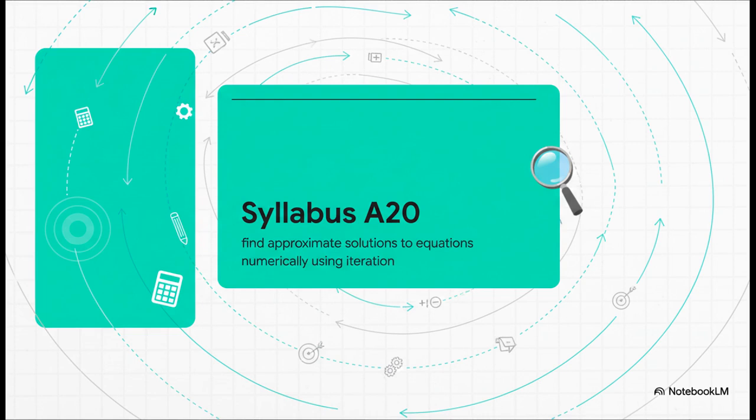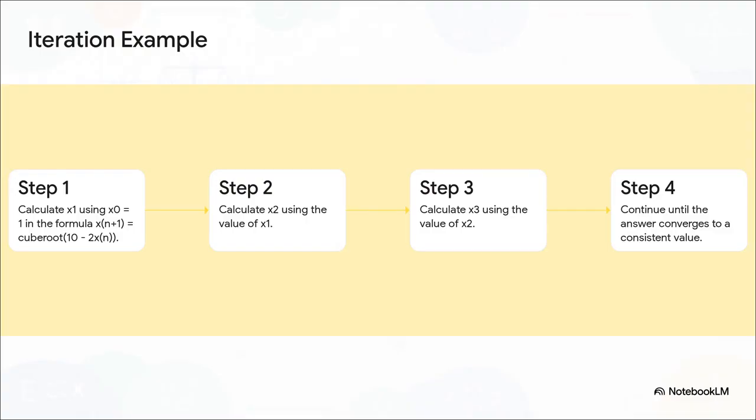The examiner will always give you the formula and a starting value. Your job is just to follow the repetitive steps to zero in on the solution. It's more a test of being careful with your calculator than anything else. So how does it work?